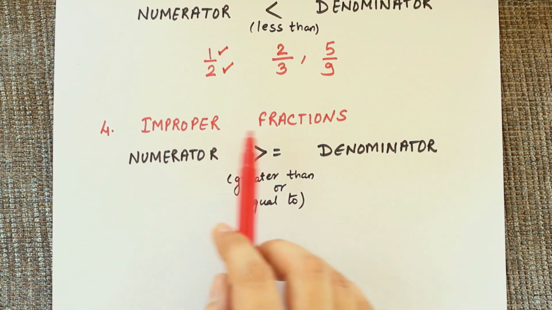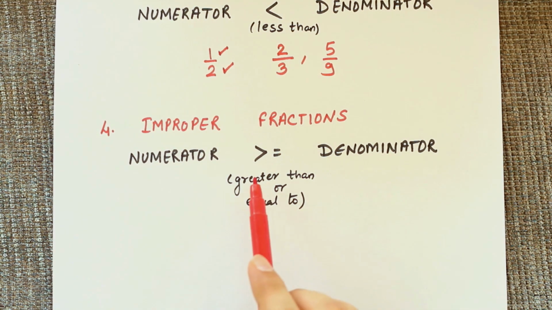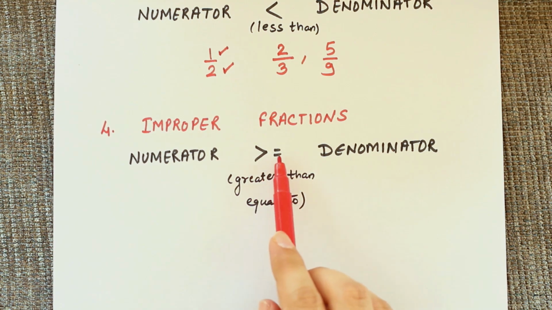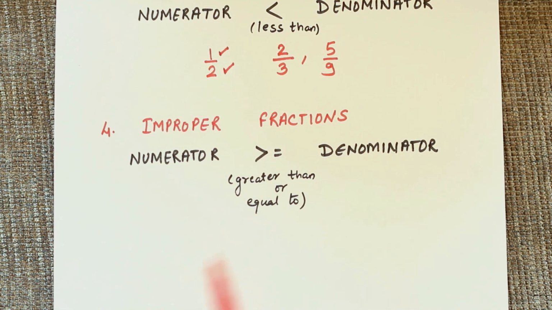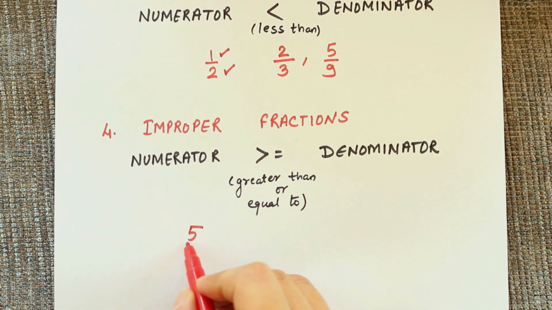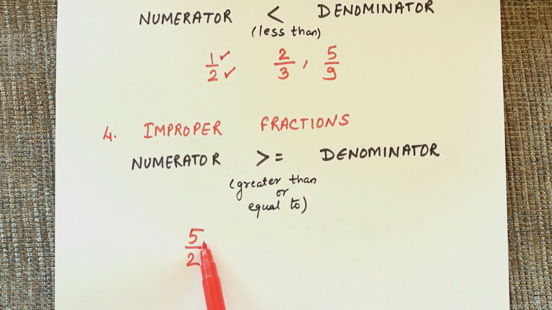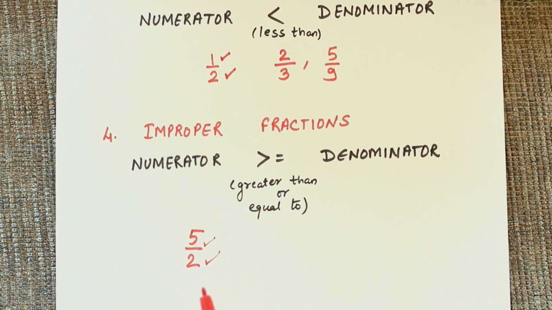Fourth one is improper fractions. The fractions in which the numerator is greater than or equal to the denominator are known as improper fractions. For example, 5 by 2. In this case, the numerator is 5, which is greater than the denominator 2. So this is the example of an improper fraction.